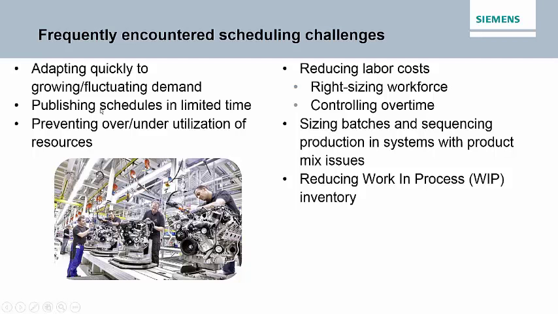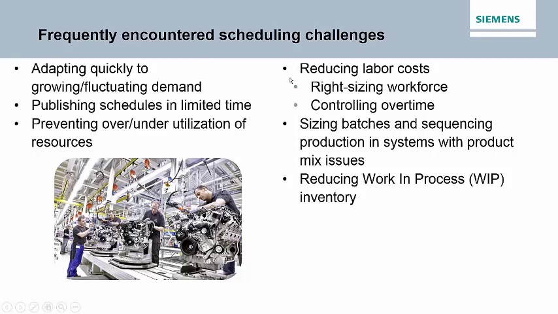Again, the production control team needs to publish schedules in limited time. If the shop floor needs a new schedule every shift, but the production control team, relying on their own devices, takes 2.5 days, well, then by the time it reaches the floor, it's completely obsolete. So the benefit of automation is to compress that and to make sure the schedule reaches the people who need it in a timely fashion. One wants to prevent over or underutilization of resources, typically, to balance production across multiple lines or multiple workstations.